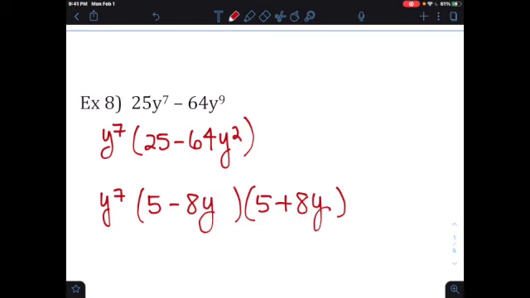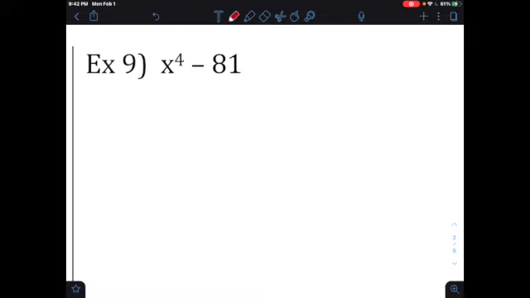Y to the 7th times 5 minus 8y times 5 plus 8y is almost the same thing, but you notice there's an x to the 4th. And x to the 4th, you can definitely say, that means I can have 2 parentheses because I have a minus sign, and then I can take the x to the 4th and put it in 2 piles, and they both have to be the same. So that's going to be x to the 2nd, x to the 2nd. And then I'm going to have a minus sign, so therefore it's a plus or minus. If it's not a minus sign, it's not going to work. It's going to be prime. And then 81 becomes 9.